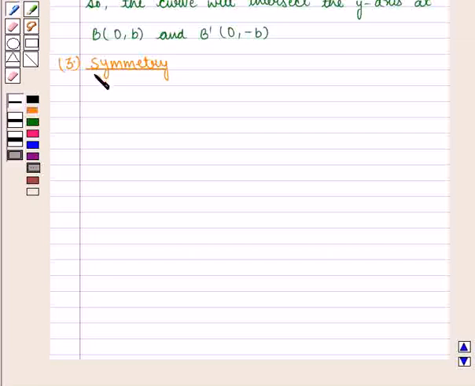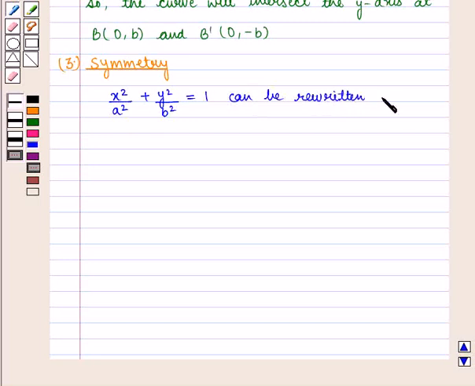Now we'll check the symmetry of the curve about x-axis and y-axis. As we are given the equation x square by a square plus y square by b square is equal to 1, and it can be rewritten as y is equal to plus minus b into square root of 1 minus x square by a square, or we can also write it as x is equal to plus minus a into square root of 1 minus y square upon b square.